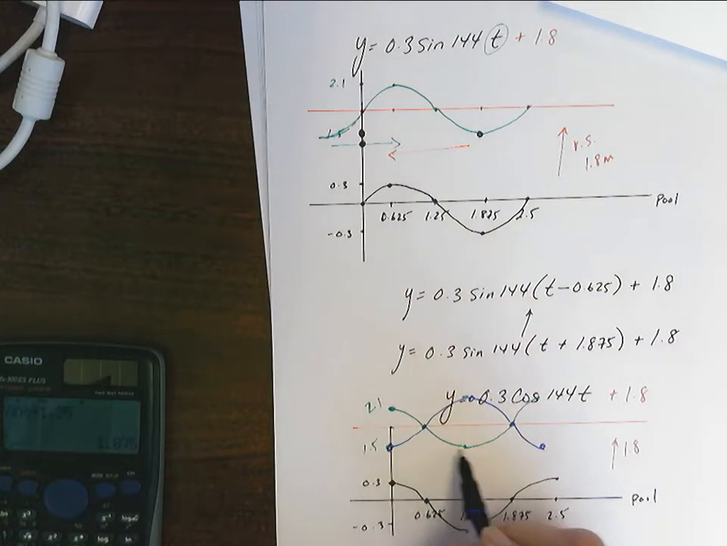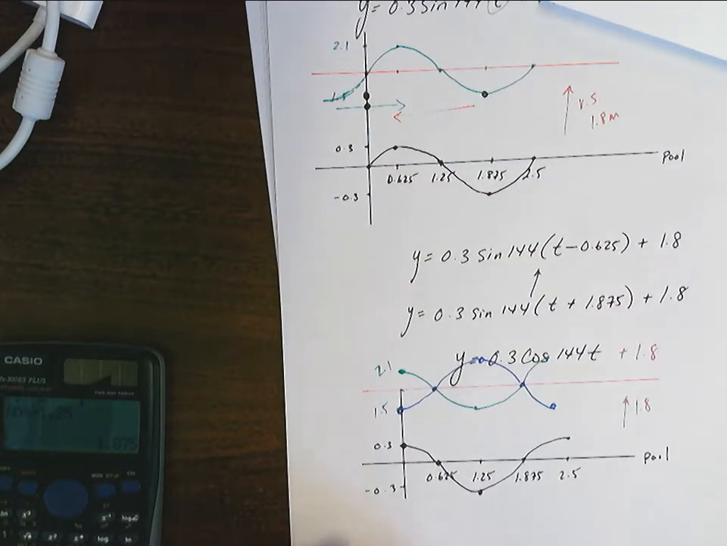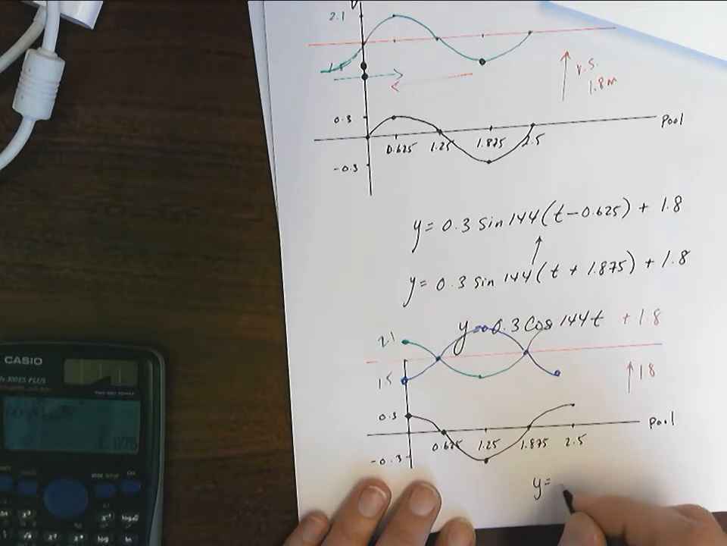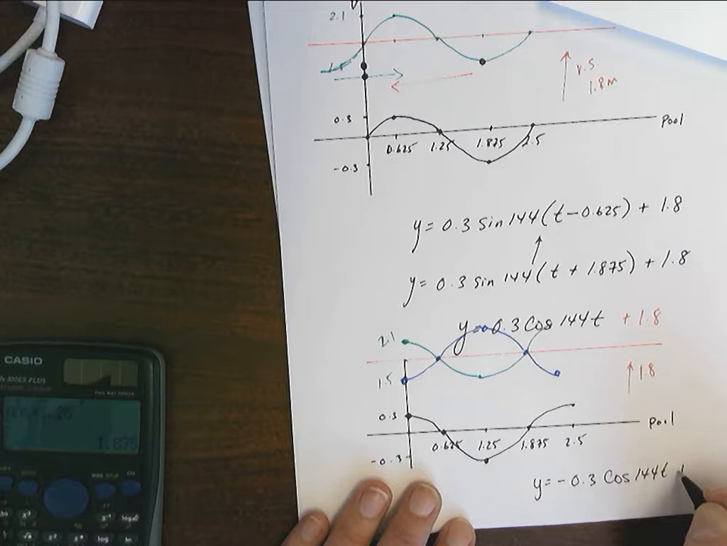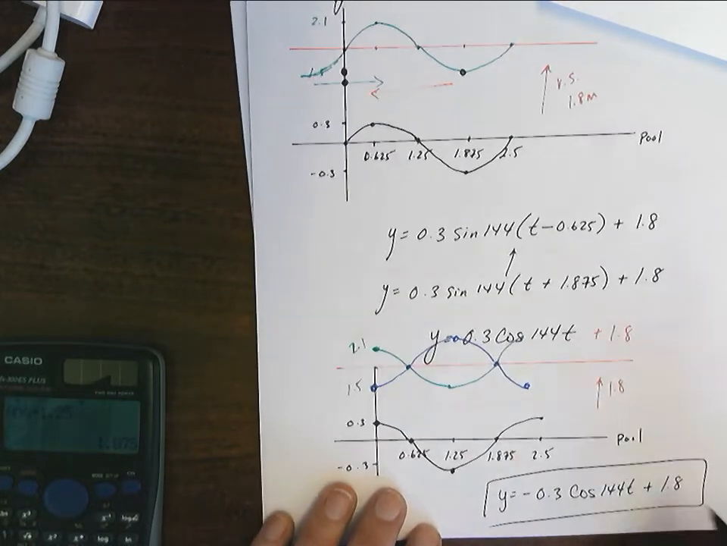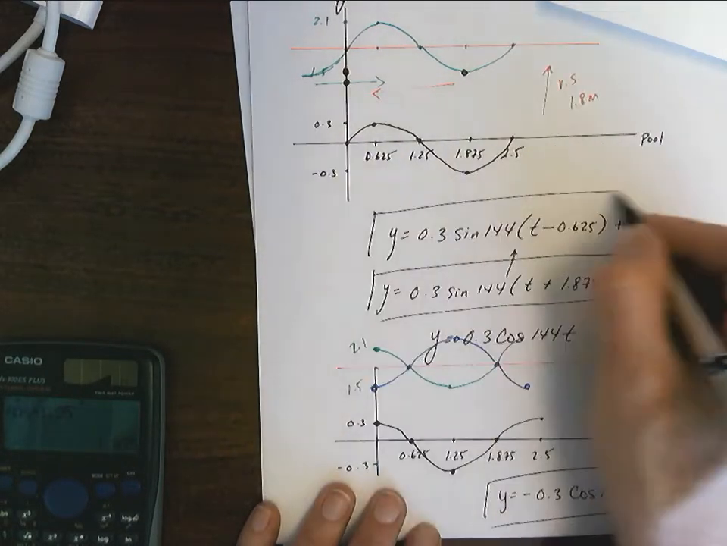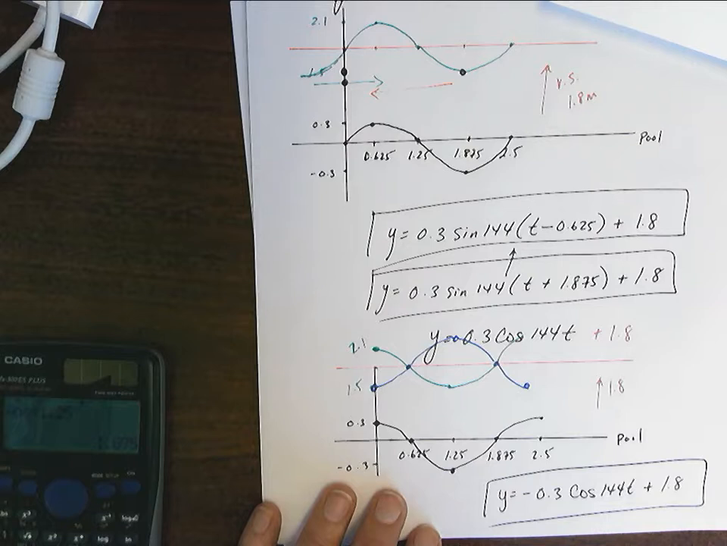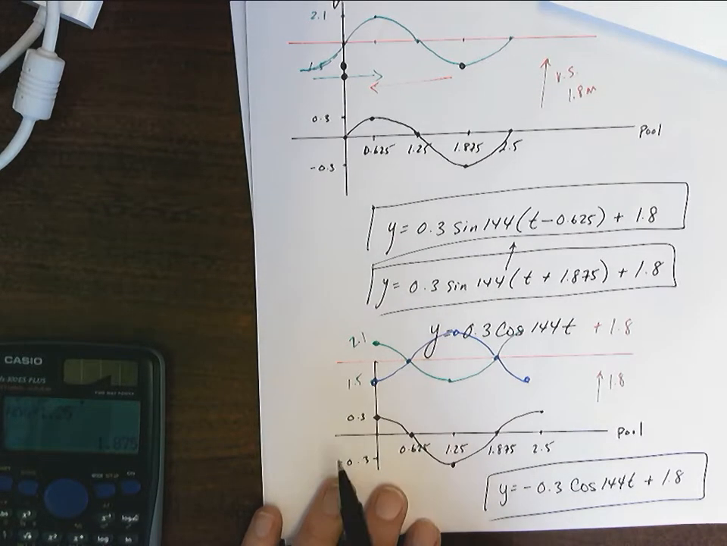So how can I turn this green curve into that blue curve? With a negative. A simple little reflection will do the trick. So my final answer could be y equals negative 0.3 cosine 144t plus 1.8. That is a good answer. And there's other answers. I could have shifted this instead of doing a reflection, but I'm tired of coming up with different answers.